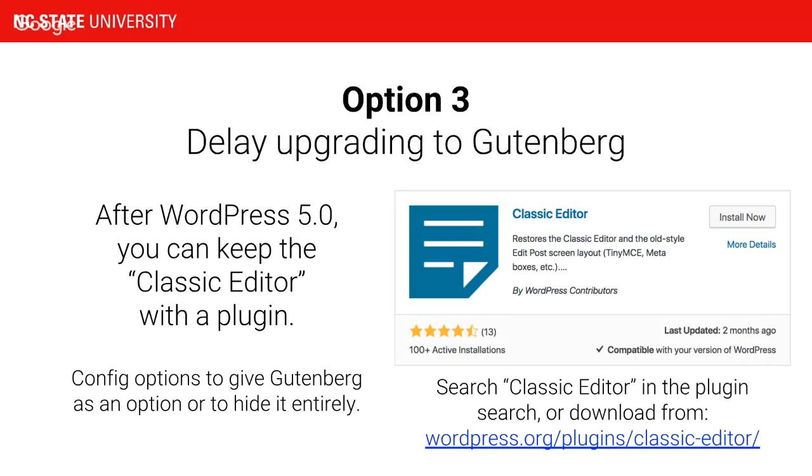But our strong recommendation is that before you upgrade to WordPress 5.0, you install the classic editor plugin, and then you upgrade, which is going to make it so that you're on WordPress 5.0, you've gotten the updates, but you don't have Gutenberg yet. So you don't have to use Gutenberg, but you're still on the latest version of WordPress.